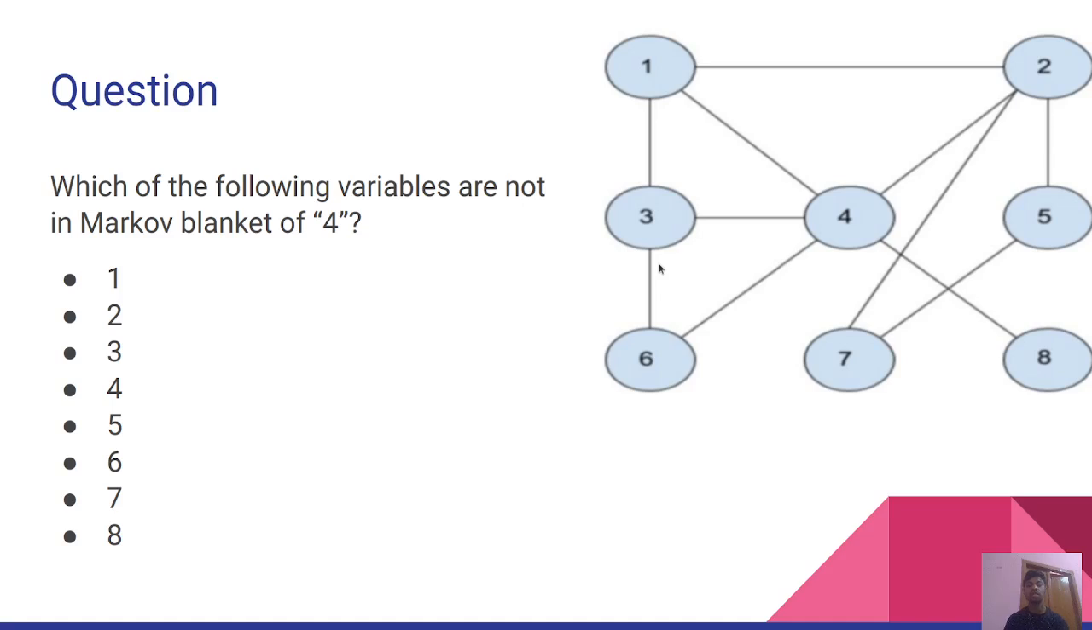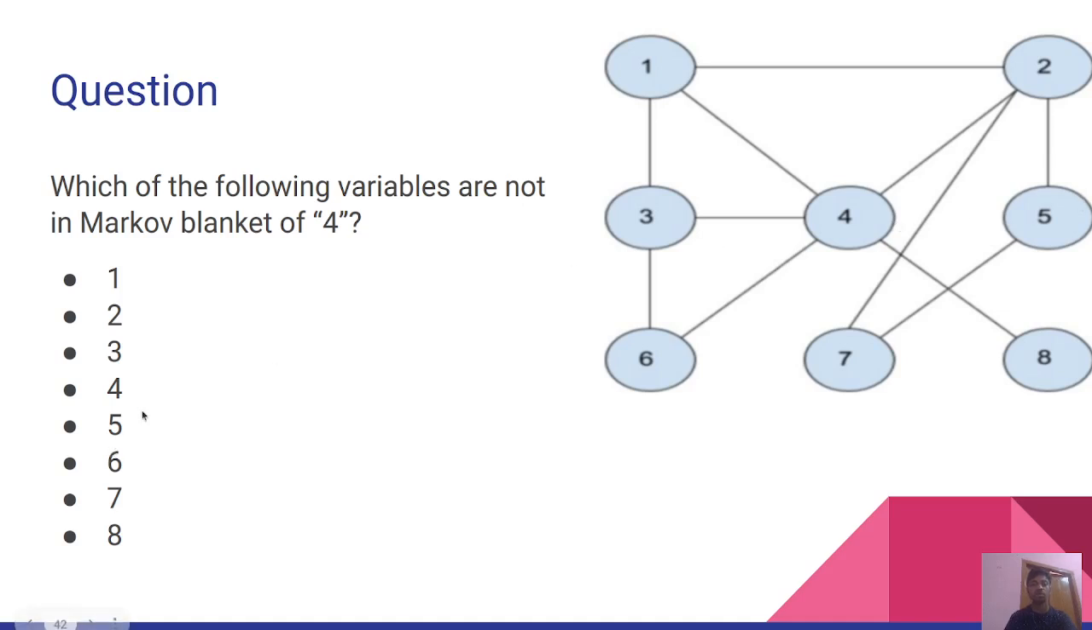Markov blanket means the immediate neighbors of a node. So here you can see 1, we can reach 4 to 1 directly, so this is under Markov blanket. 2 is also under Markov blanket because 4 to 2 is just a neighbor. 3 is also because it is just a neighbor of 4. 4 itself is the node, so it is obviously. And 5, it is not really a neighbor, right? 4 to 5 we have to reach via 2, so it is not under Markov blanket.